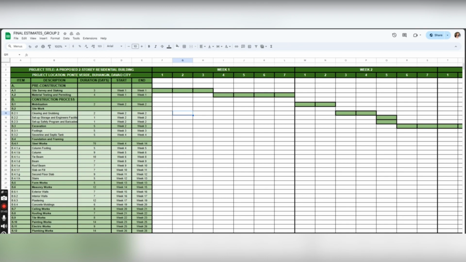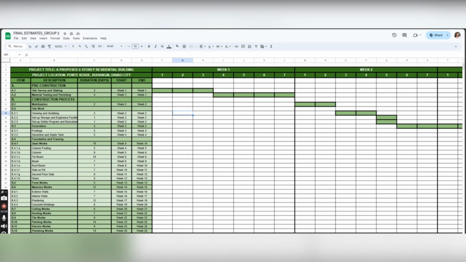Number three is to estimate durations. We have to estimate the time required for each task based on past projects. And also, we have to consider potential risks and add buffer times where it is necessary. Number four is to sequence the tasks. We have to determine the logical order of tasks and identify dependencies. Example, foundation work must precede the structural framework.